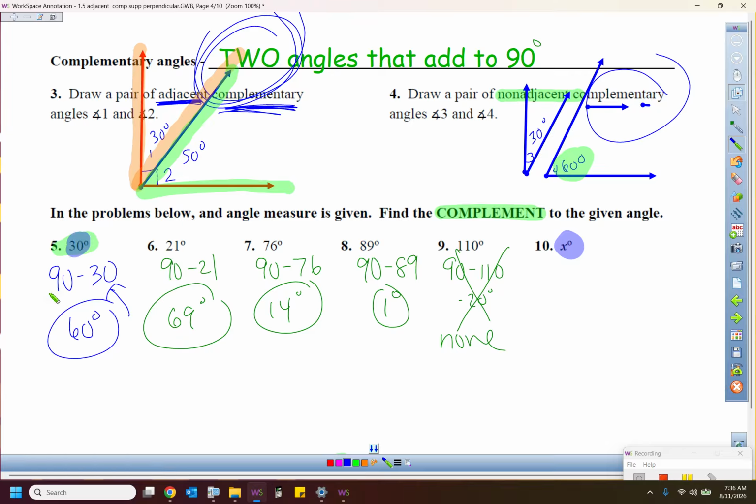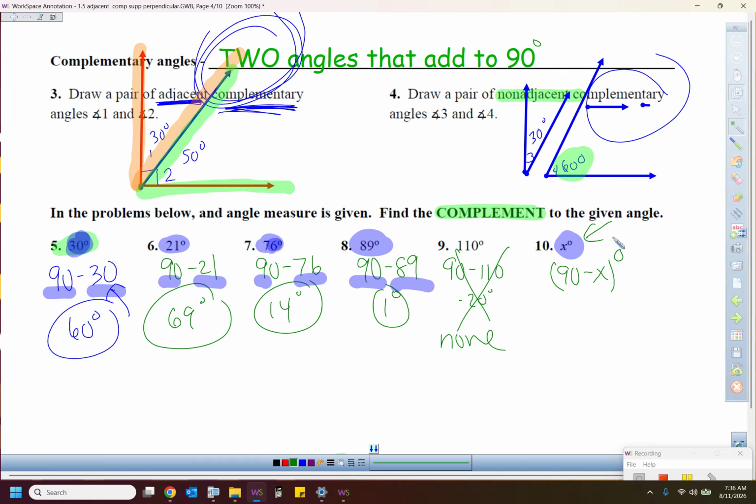Here, if we had a 30, we did 90 minus 30. If we had a 21, we did 90 minus 21, 90 minus 76, 90 minus 89. It's just whatever they gave us right here, we did 90 minus that. So in general, if they give us an X degree angle, it's 90 minus X. And then we throw the whole thing in parentheses and put a degree symbol. So this is just the generic way for an abstract situation where, whatever the angle is that they give you to find its complement, you do 90 minus that guy. It doesn't work if you do X minus 90 because that's going to be negative in that case. So it's got to be 90 first and X second.